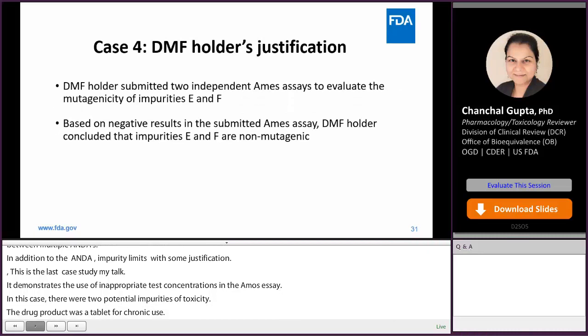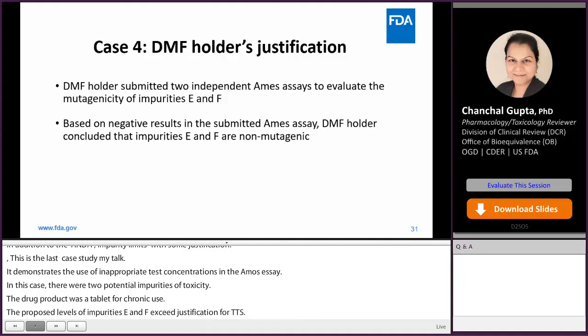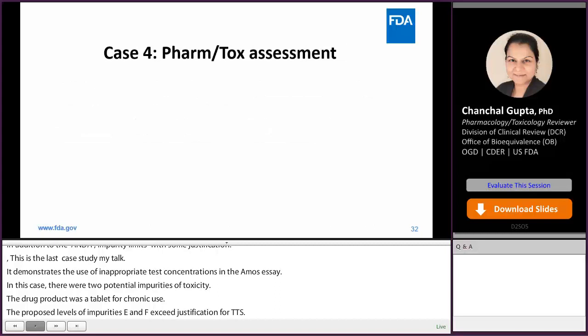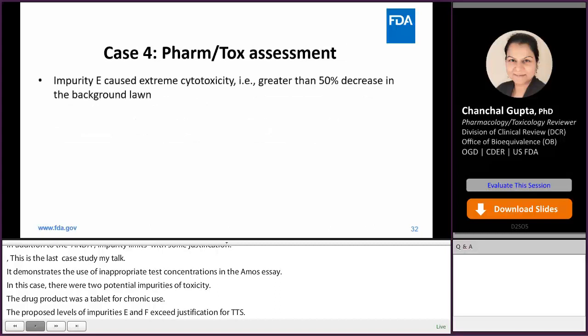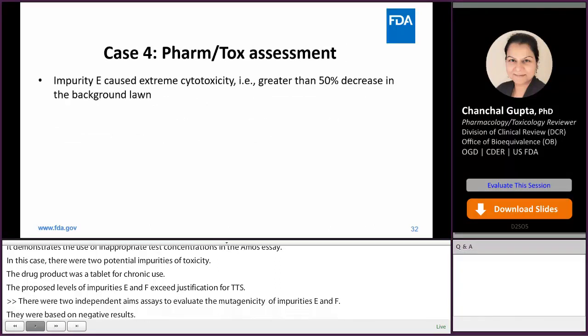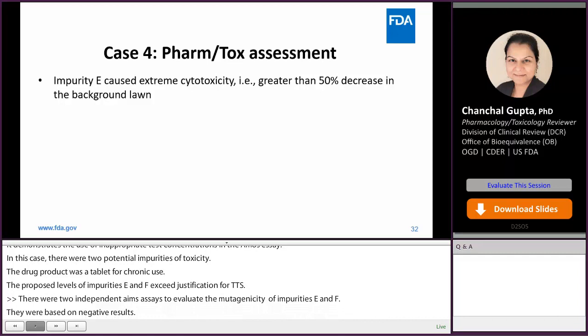The DMF holder submitted two independent Ames assays for impurities E and F. The DMF holder concluded that the impurities E and F were non-mutagenic based on negative results of the Ames assays. Upon review, OGD Pharm Tox found that impurity E resulted in 50% reduction in the background lawn, indicating that it caused excessive cytotoxicity. In the other Ames assay, we found that impurity F was spiked in the drug substance and a neat impurity was not tested.